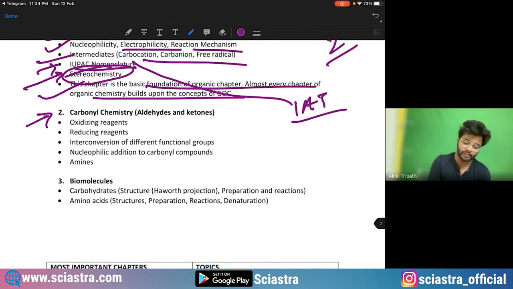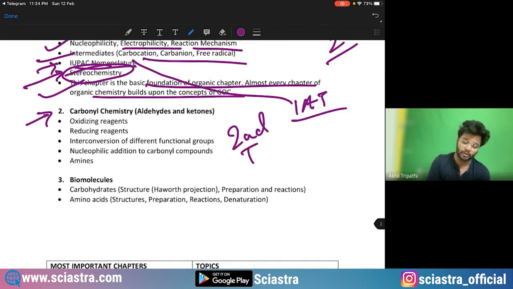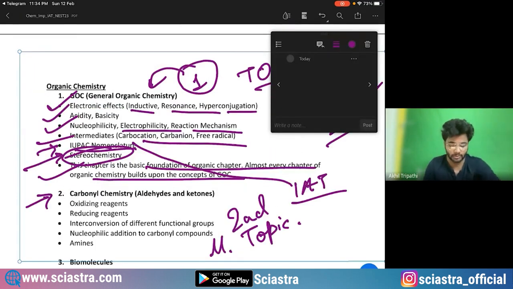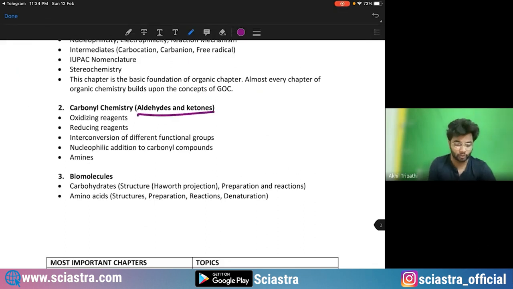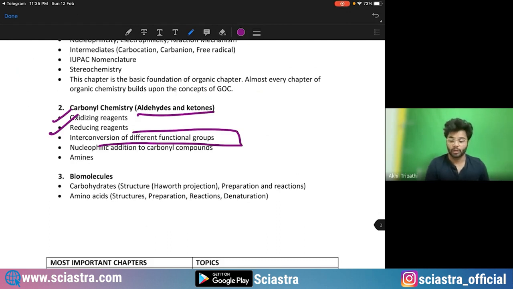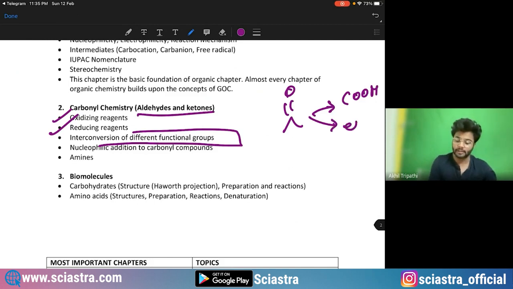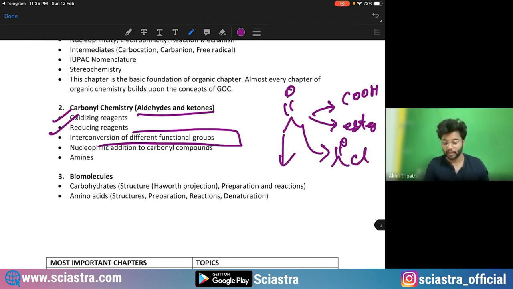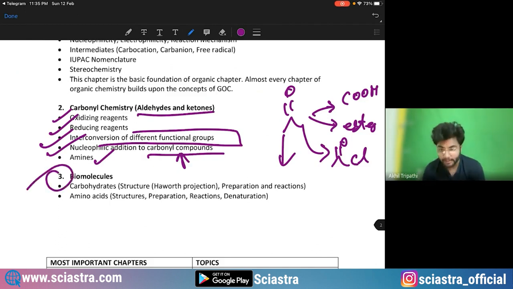Coming to carbonyl compounds, this is the second most important topic. Here, aldehydes and ketones, oxidizing and reducing agents, interconversion of different functional groups, carbonyl to, let's say, carboxylic acid or ester, or acyl group, or amide group, and all those things. This is very important. Then nucleophilic addition to carbonyl compounds. This is a very important topic. And finally, amines.